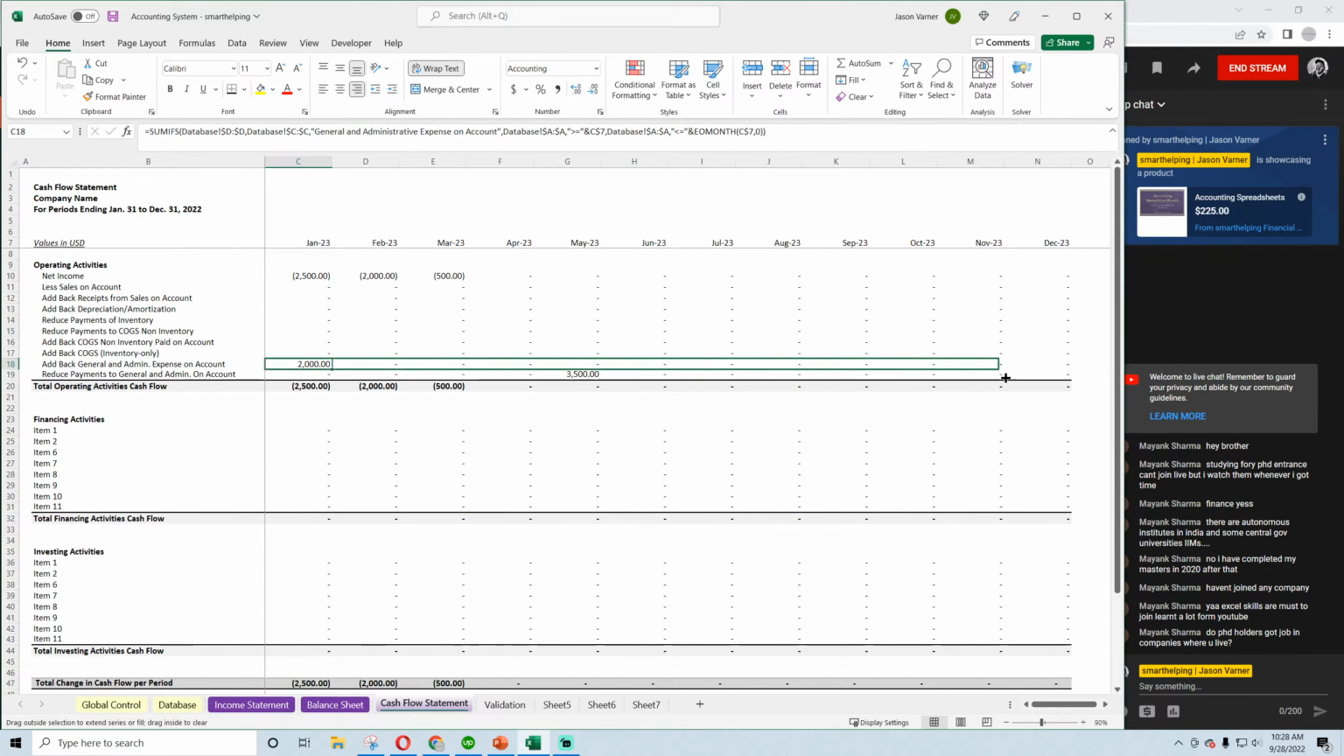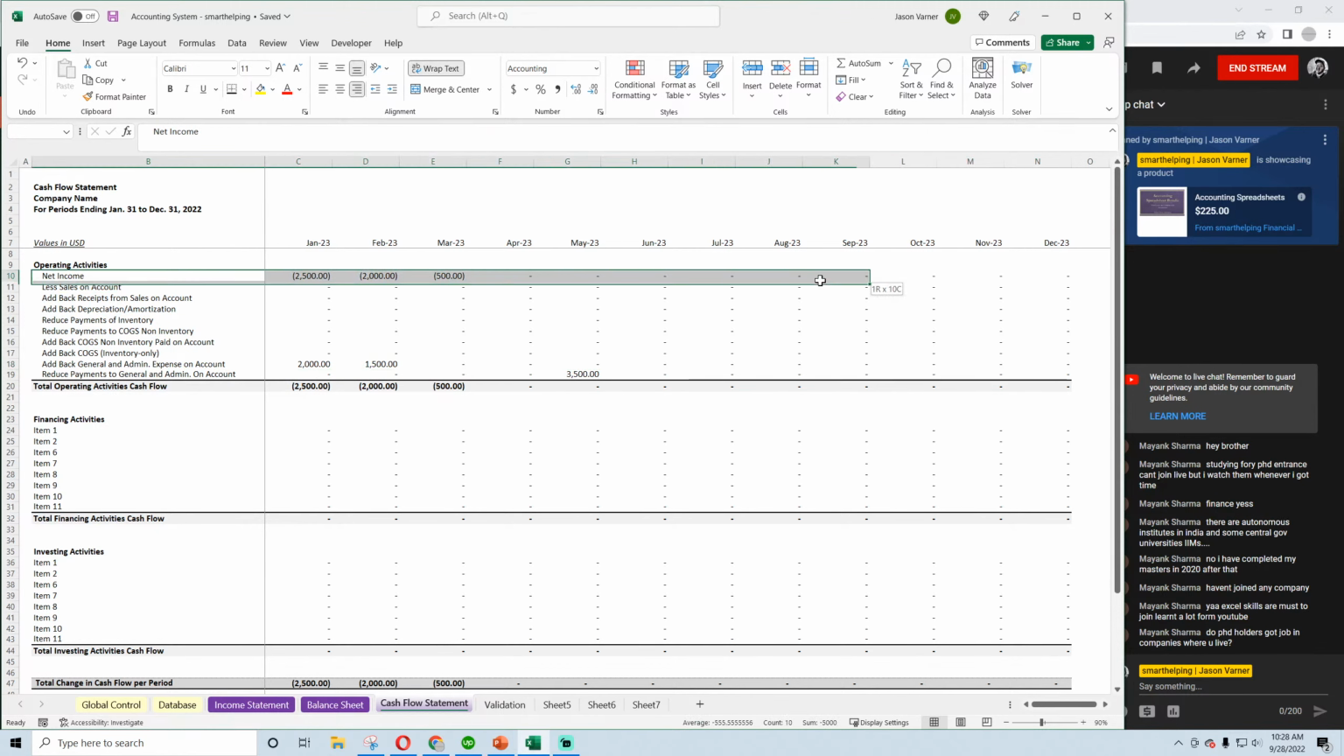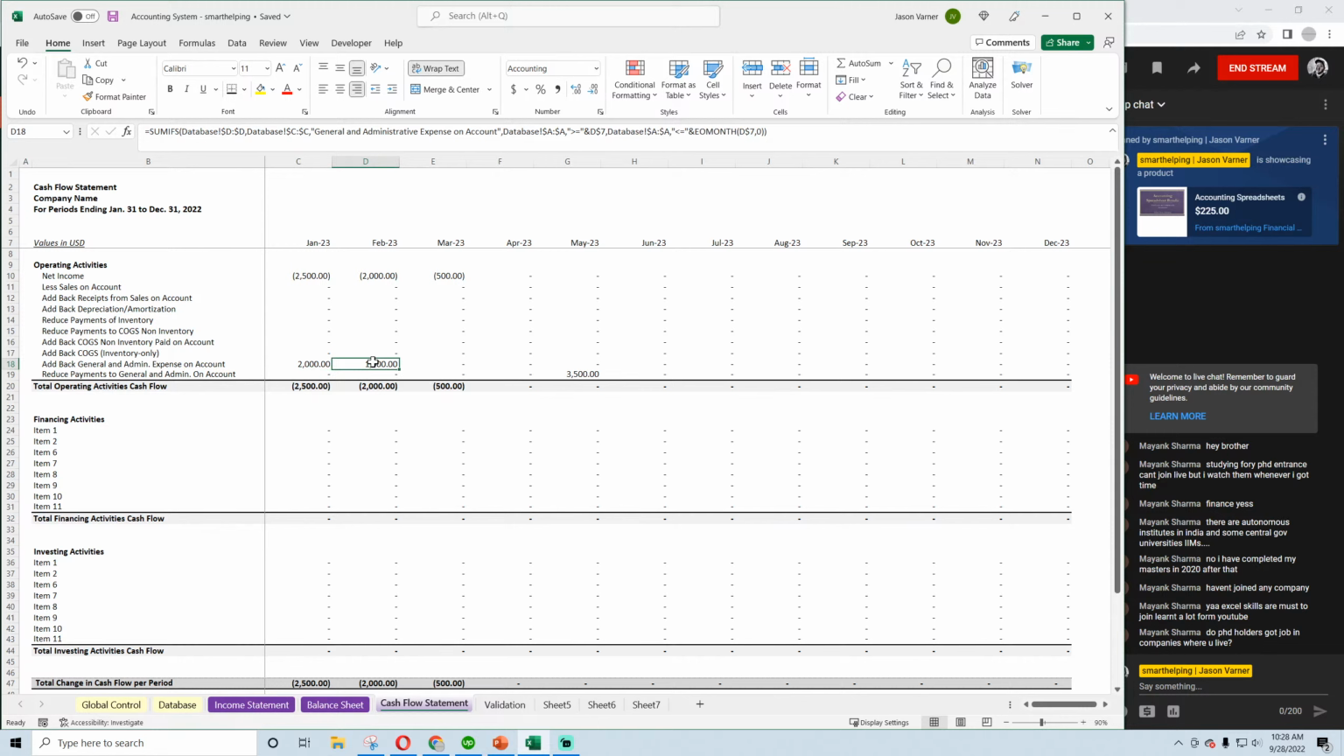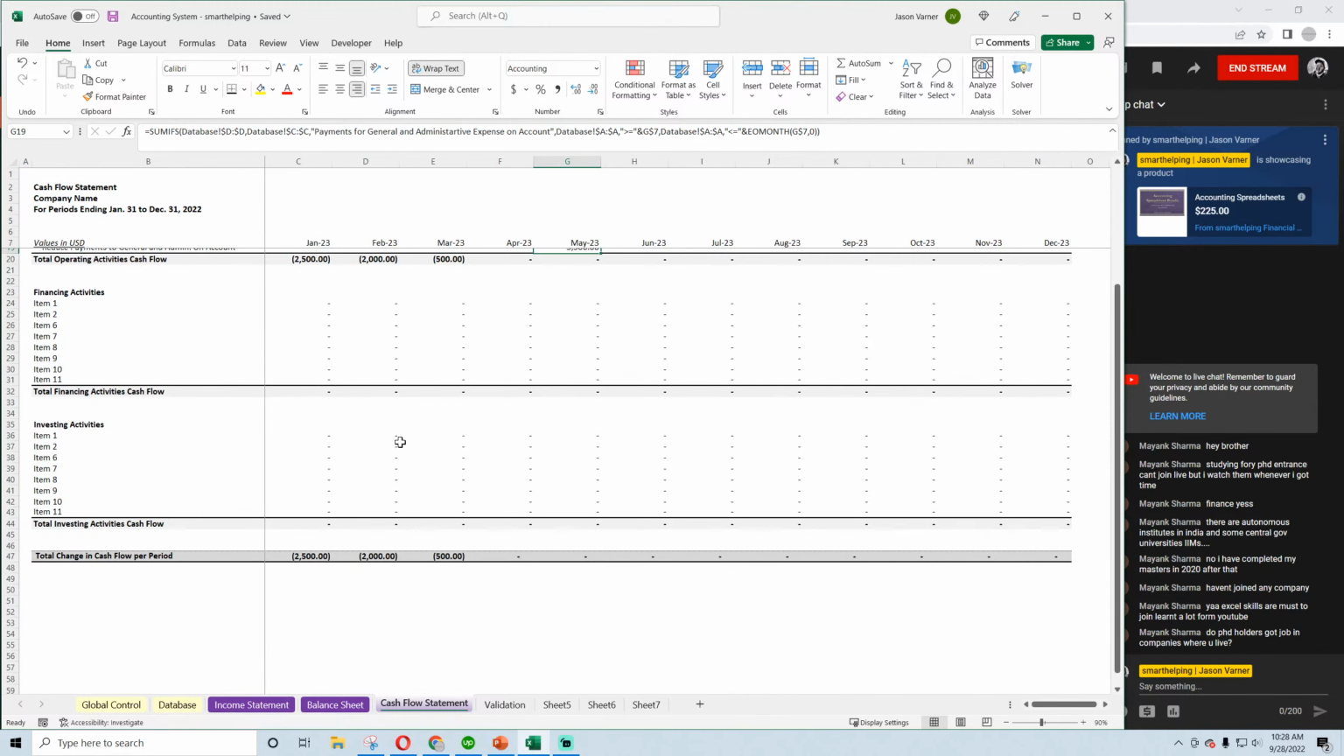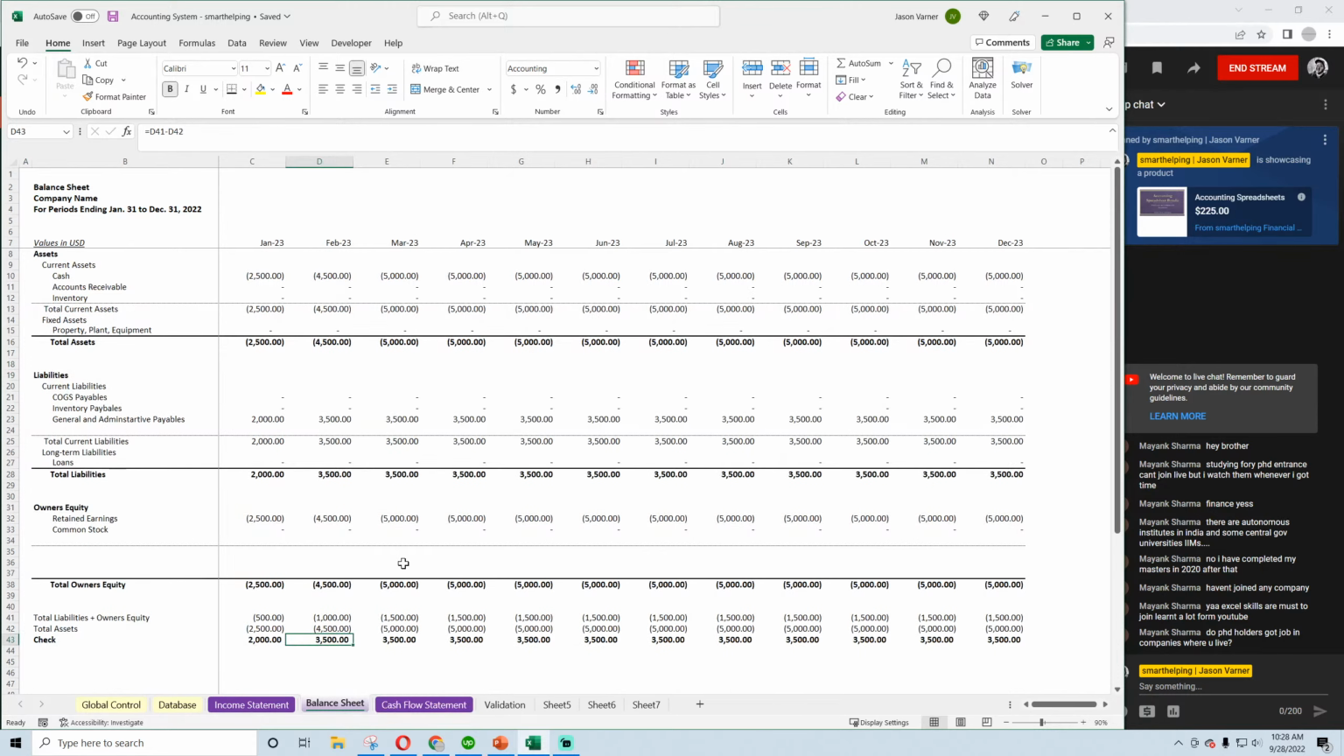Okay. So on the cash flow statement, you have net income as our starting point, and then we figure out what actually hit cash and what didn't. So anything on account did not, and then those payments on account did. So you add back what was an expense that was on account, reduce when it was paid. So we have that working.